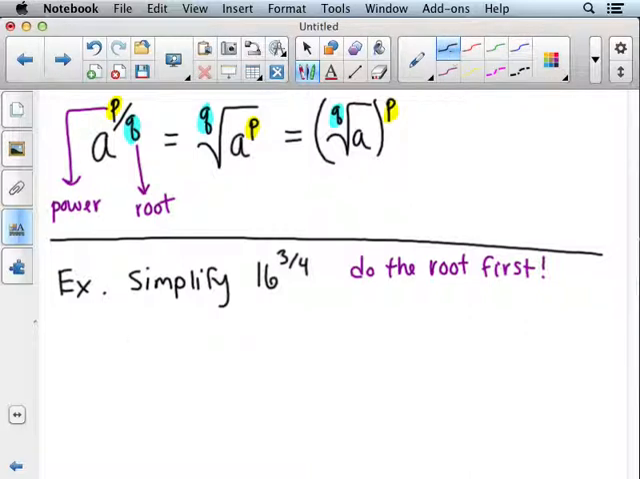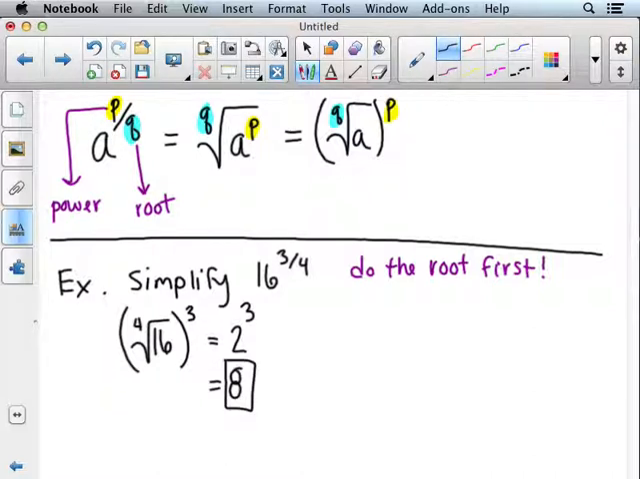So I'm going to rewrite this as the 4th root of 16 all to the power of 3. Well, what's the 4th root of 16? 2. 2 times 2 times 2 times 2 is 16. So that means this is 2 to the power of 3. And what's 2 to the power of 3? 2 times 2 times 2 is 8. So we get 8, and that's our final answer. All I'm doing is using the same concepts as above. Remember, the top number is my power, and the bottom number is my root, the 4th root of 16.